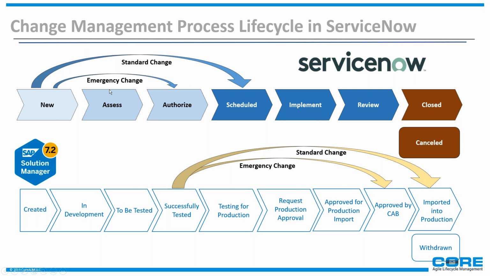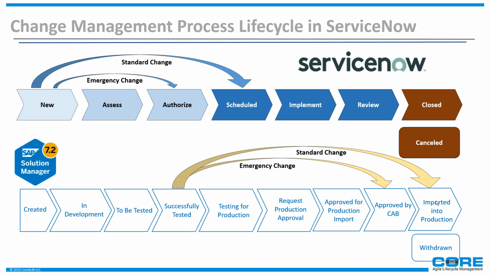Versus a standard change, a standard change, as you can see, it skips all of the authorizations and it jumps directly into schedule, where we can, if it's not a blackout or a freeze, let's say for an example, you can automatically import that change into production. And then you have your emergency change where it skips the assess phase for faster processing and it goes directly to authorize.